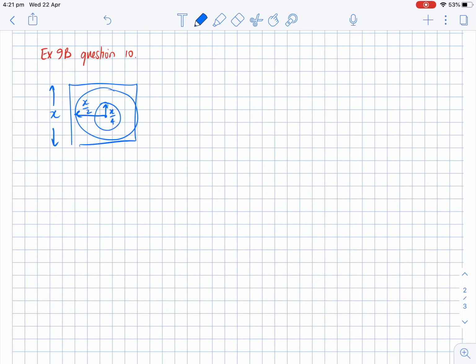X over 4. Now my family's just come home, so if you start to hear people chatting in the background, you'll know what's going on there. Hopefully they're not too noisy and we'll get through this easily.